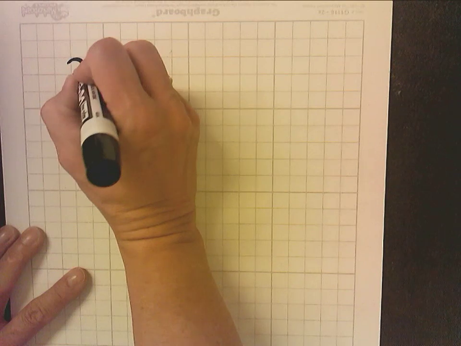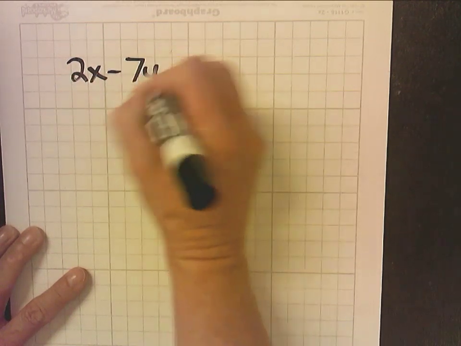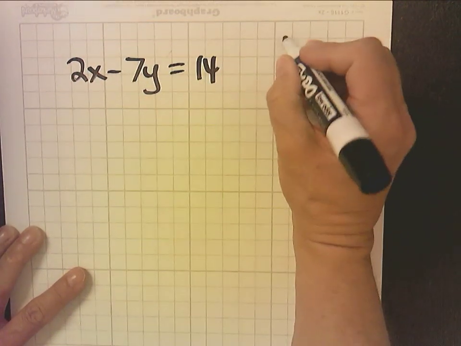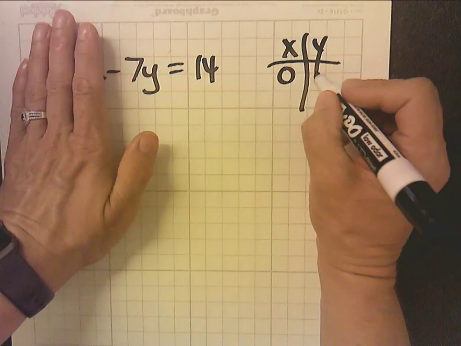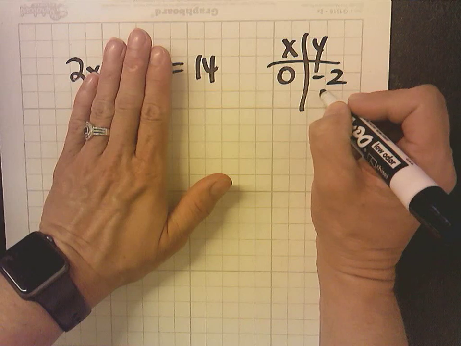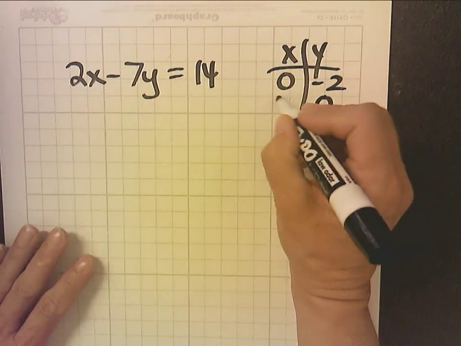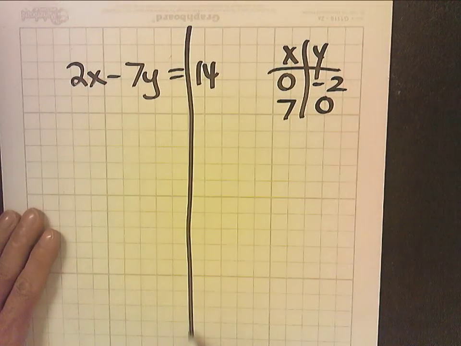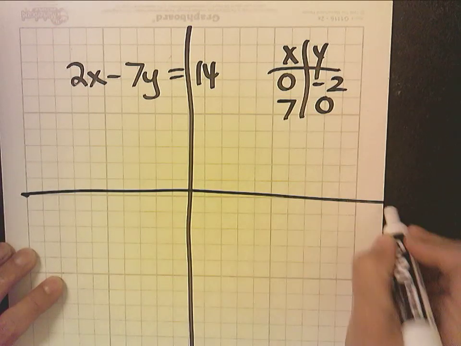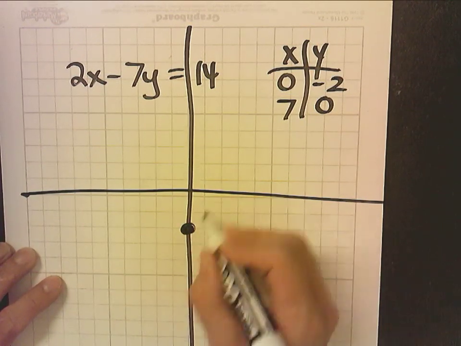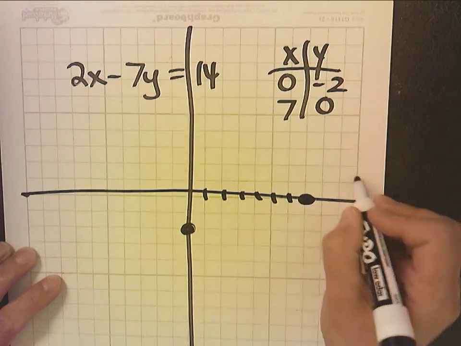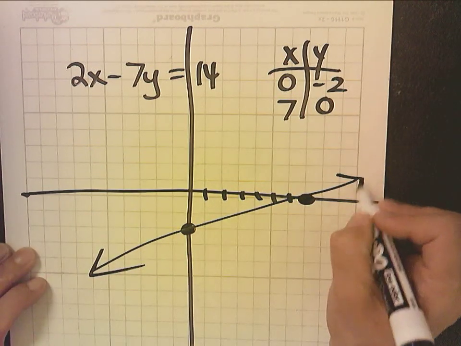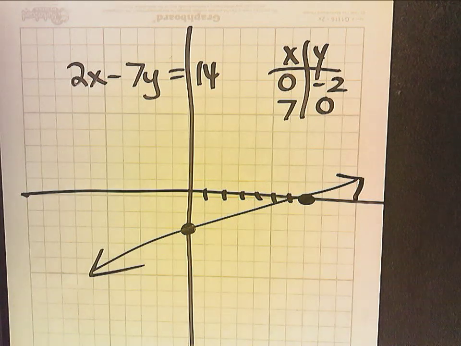So we have 2x minus 7y equals 14. When x is 0, y is negative 2. And when y is 0, x is 7. I go to (0, negative 2). I go to (7, 0). I connect the two, and that's my graph.